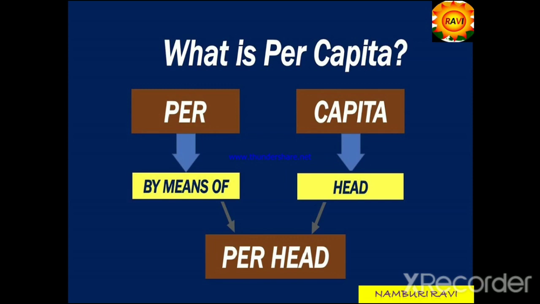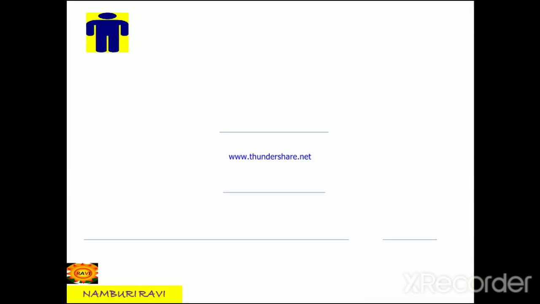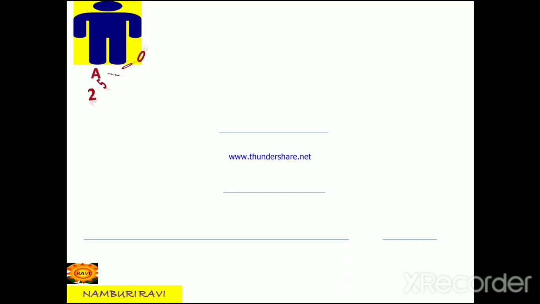Now we will learn about per capita income. What is per capita income? Per means per, capita means head, which means per head. It means individual income, also called per capita income. Now we can calculate per capita income. How can we calculate the per capita income?